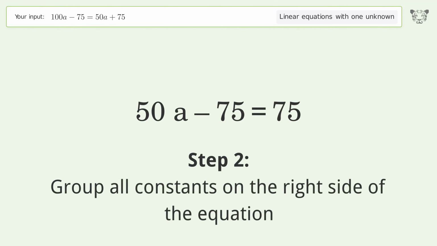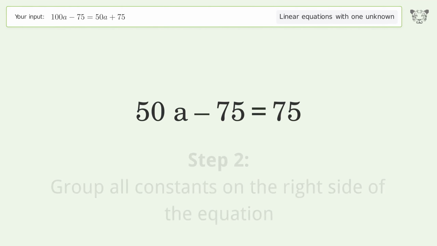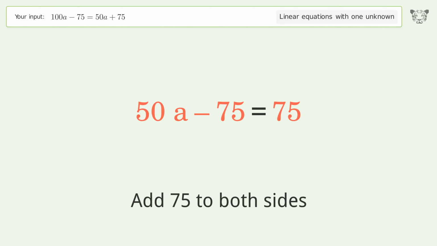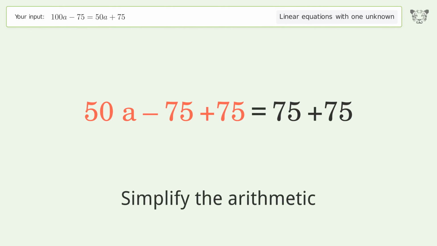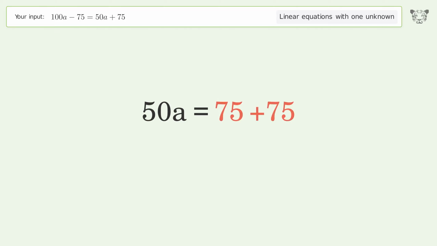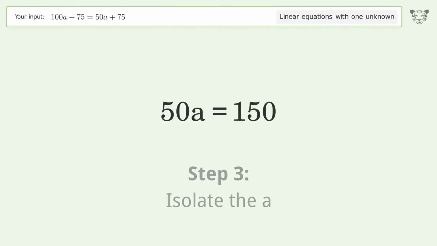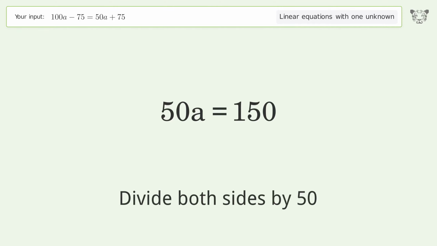Group all constants on the right side of the equation. Add 75 to both sides. Simplify the arithmetic. Isolate the a. Divide both sides by 50.